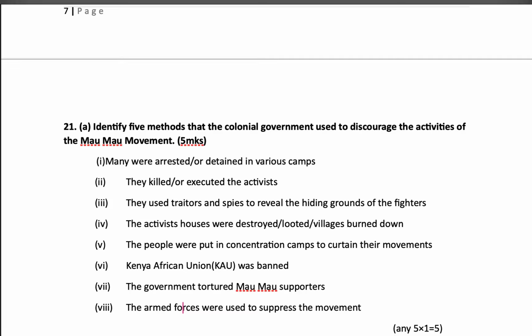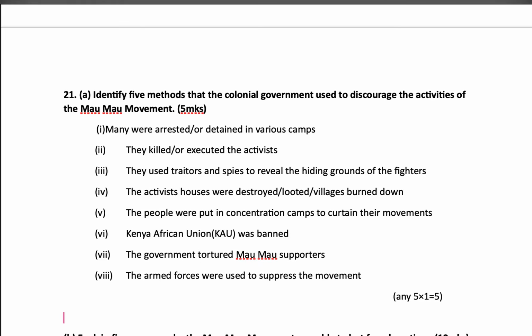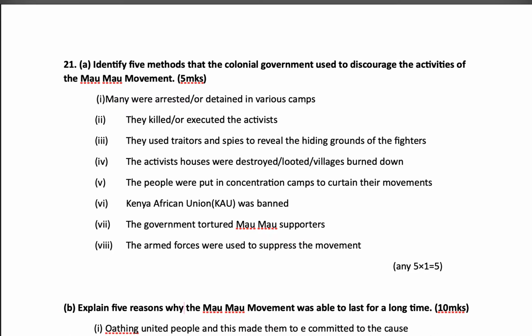3. They used traitors and spies to reveal the hiding grounds of the fighters. 4. The activists' houses were destroyed. 5. The people were put in concentration camps to contain their movements. 6. The Kenya African Union, that is KAU, was banned. 7. The government tortured Mau Mau supporters. 8. The armed forces were used to suppress the movement.